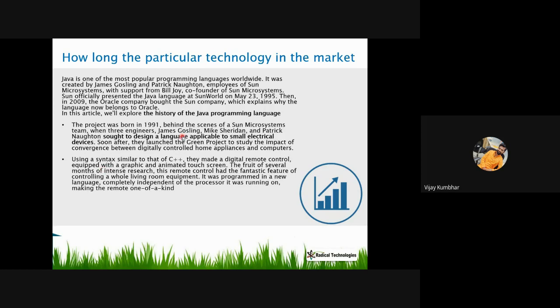The project was born in 1991 behind the scenes at Sun Microsystems, when a team of three engineers, James Gosling, Mike Sheldon, and Patrick Norton, sought to design a language applicable to small electronic devices. Soon after, they launched the Green project to study the convergence between digitally controlled home appliances and computers. Using the C++ language, they made a digital remote control equipped with a graphics animated touch screen. After certain research, this remote control had a fantastic feature of controlling a whole living room's equipment. It was a program in a new language, completely independent of the processors.